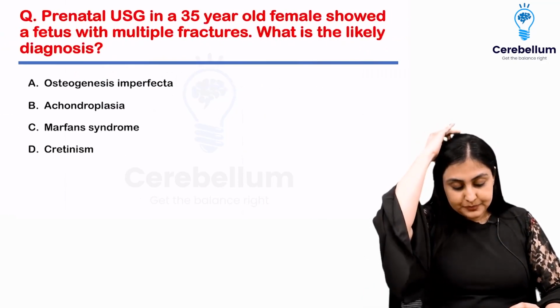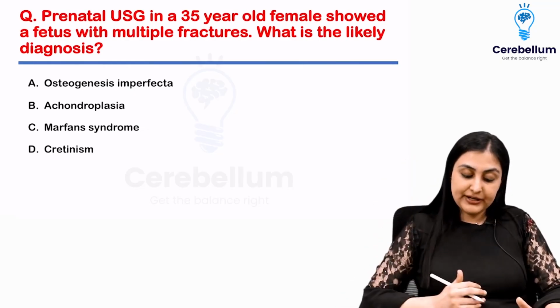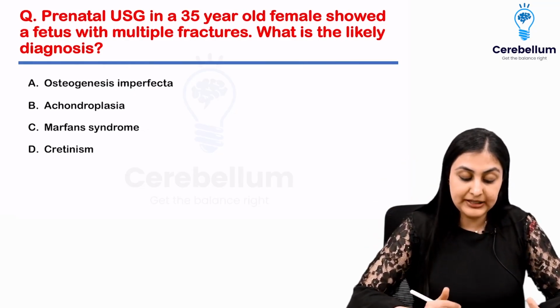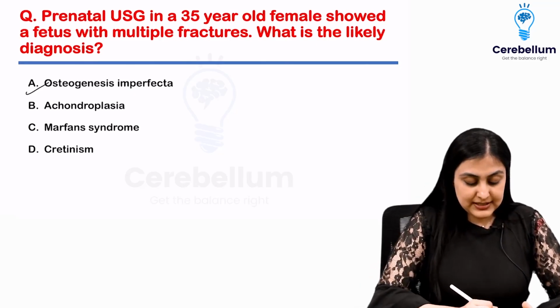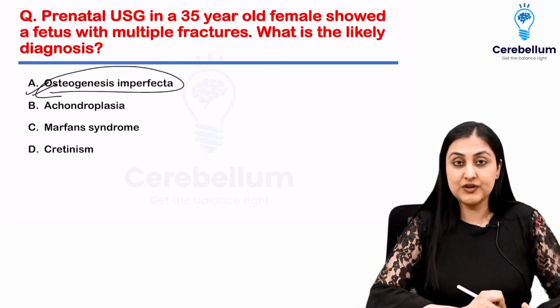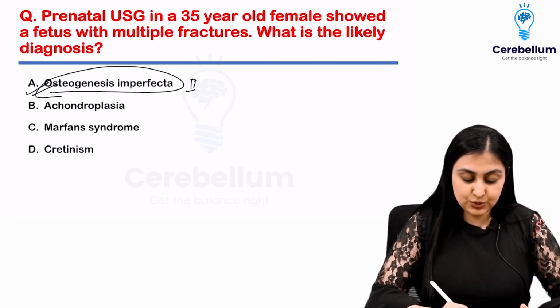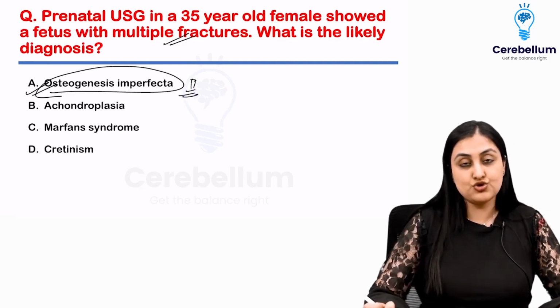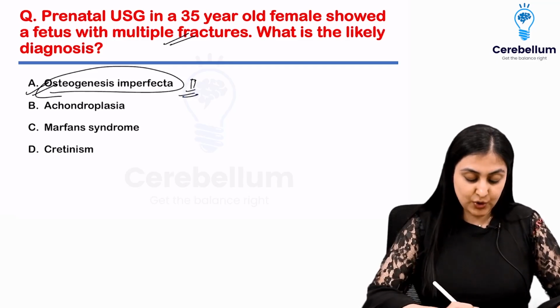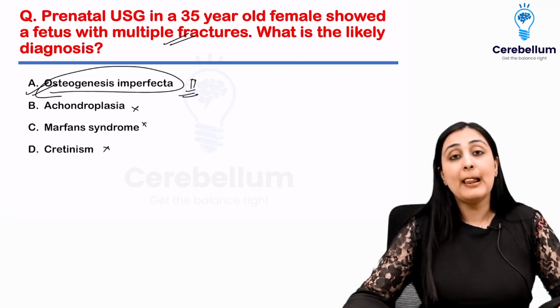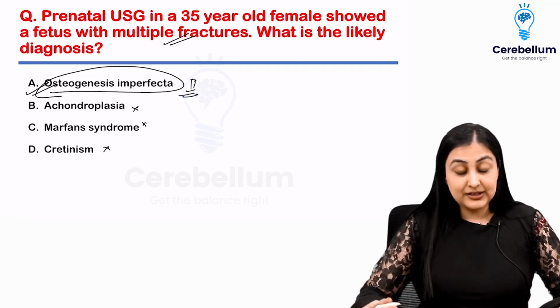Okay. Prenatal ultrasound in a 35-year-old female showed a fetus with multiple fractures. So this is a very severe type of osteogenesis imperfecta, which is type 2, wherein you can have multiple fractures in utero. It will not be seen in achondroplasia, Marfan's or cretinism.